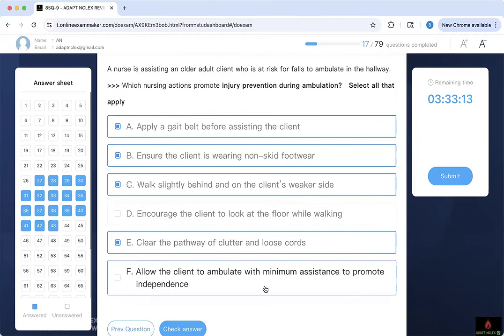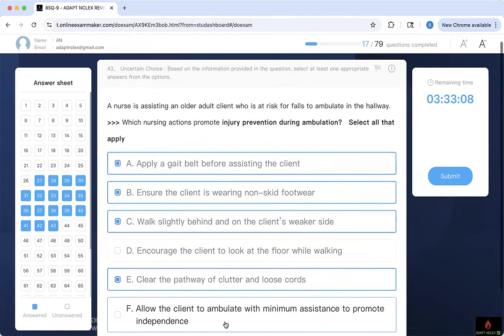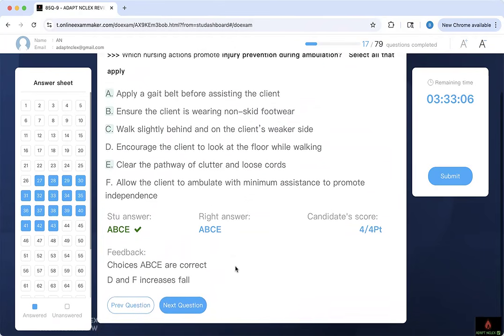And they should not walk alone just because you want to promote independence. The question says high risk of fall. Therefore, we're not going to do that. That's a trap.